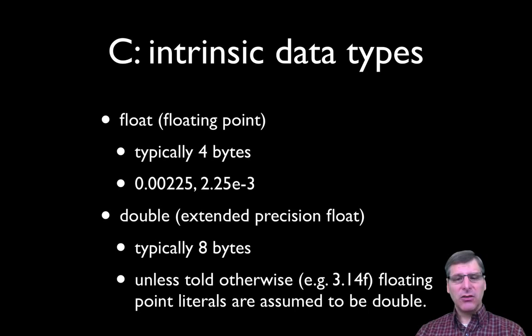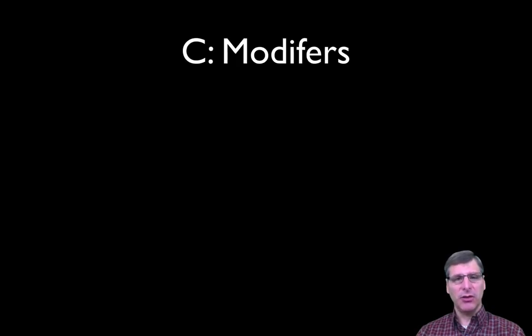Now, unless told otherwise, when we have literals appearing in our program, they're assumed to be double. So if we want to store a literal as a float, then we're going to put a little f on it. So you can see I put 3.14f. Okay, so if we want to specifically mark something as a float instead of a double, that literal needs to have the f on it. Otherwise, the compiler is going to assume they're doubles.